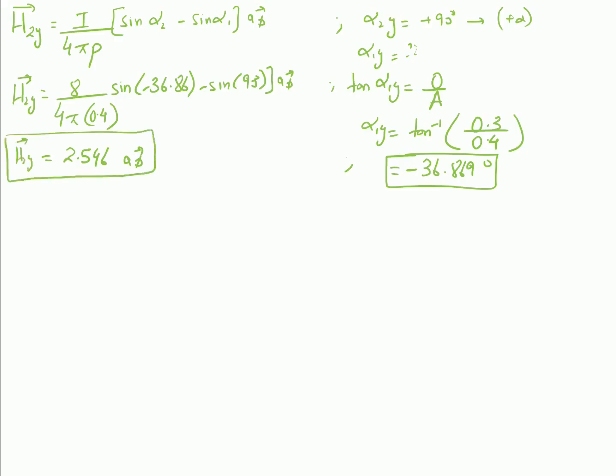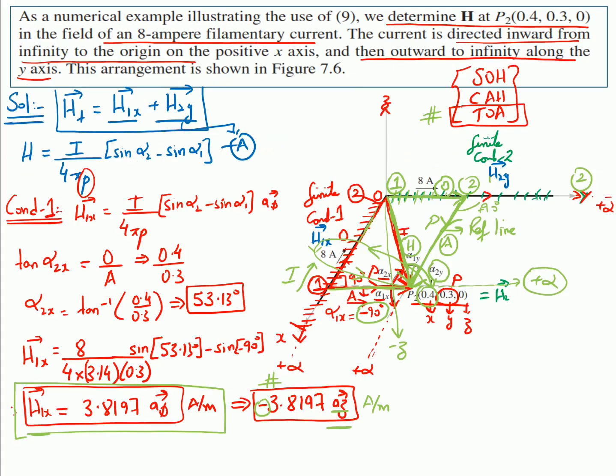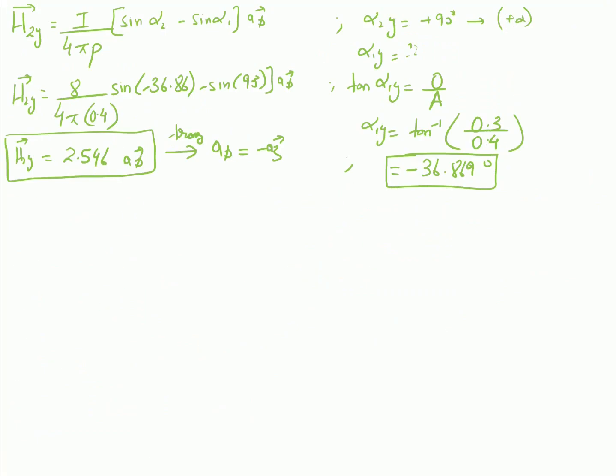Now if we have this answer in phi and we transform it into Cartesian coordinates, we can say that A phi is again going to be minus A of z. Why? Because now we want to see what the magnetic field is directed towards. If this is the current carrying conductor, then as per the right hand rule, the magnetic field should be in this direction. So this is touching the negative z-axis, which means the answer of H2 can be minus 2.546 along A of Z amperes per meter. Again, this is for your information.